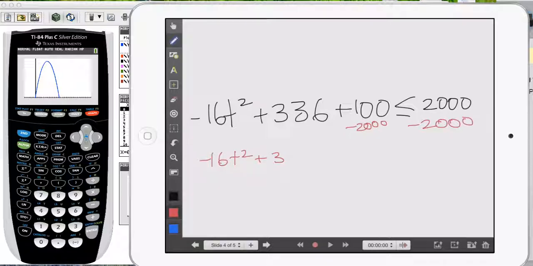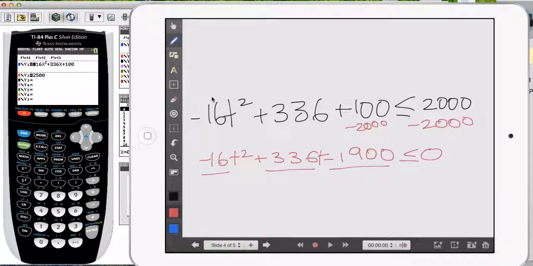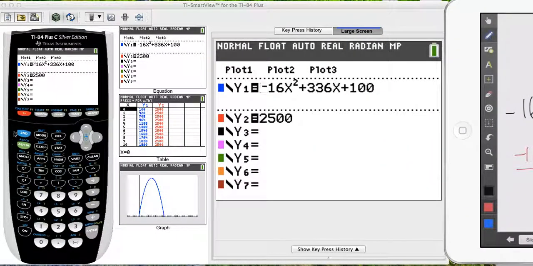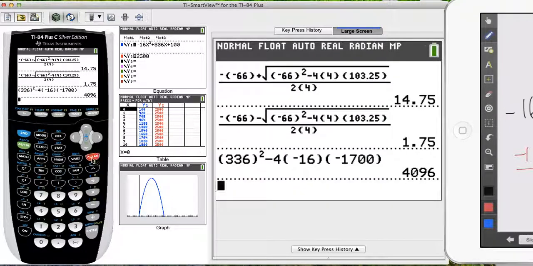But it's always good to see it on the calculator to see what to expect. Is it going to pass the guideline? Is it not going to pass? So now the A is going to be negative 16, the B is going to be 336, and the C is going to be negative 1900. Let me do this with you first, do the math, and then we can graph it to see what's going to happen. Let me go to the main screen and clear that.